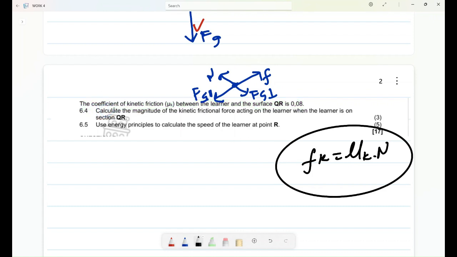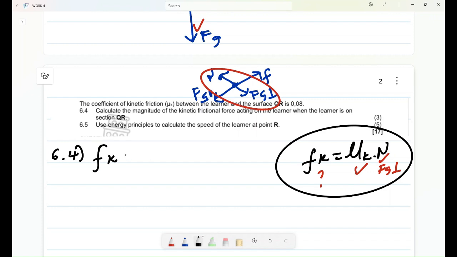Now they say to me, calculate the magnitude of the kinetic friction force acting on the learner when the learner is on section QR. Now, remember I said when I'm given μk, I think of this formula. Now they want this. I have this. Do I have the normal force? Yes, I have the normal force because I know my Fg perpendicular. So I have my normal force. All right? Which in this case is equal to Fg perpendicular.